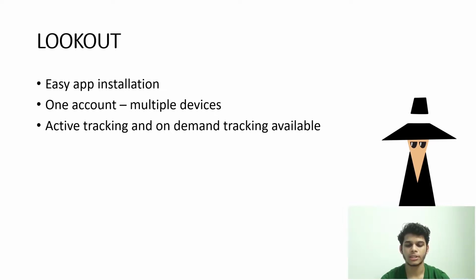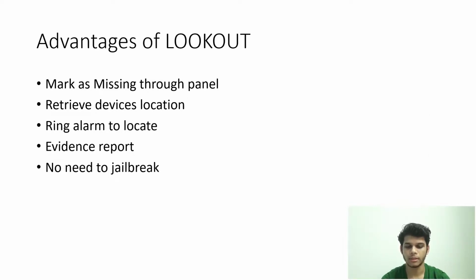Some of the advantages of using Lookout app are that one can easily mark the device as missing through an online panel. It is also possible to retrieve device location in real time or also the last location of the device in case of battery discharge. Phone alarm can be rung remotely to find misplaced device. It also generates an evidence report in order to find the device. Most importantly, jailbreaking is not required in order to use this app.